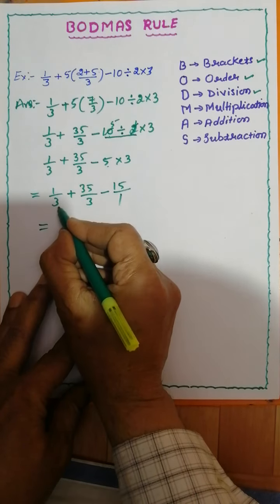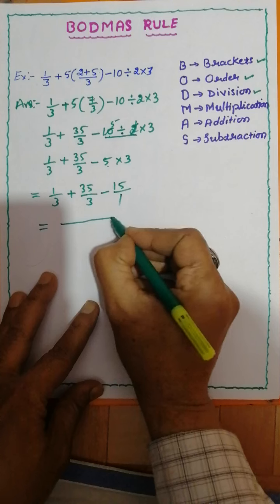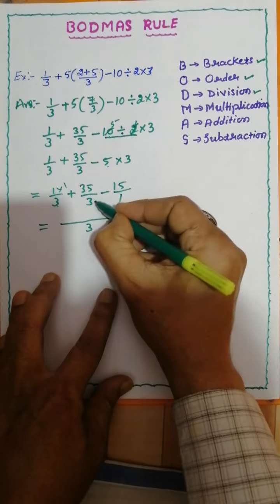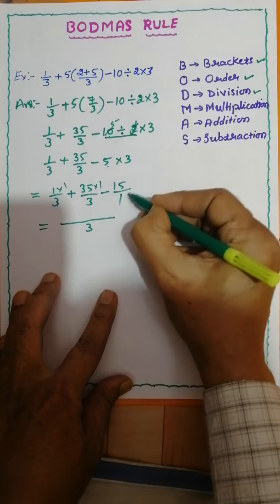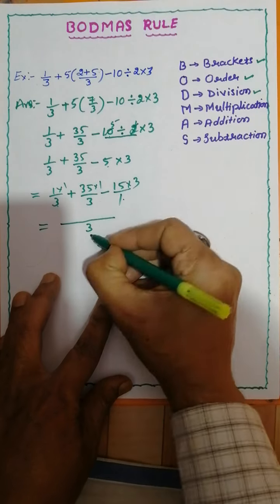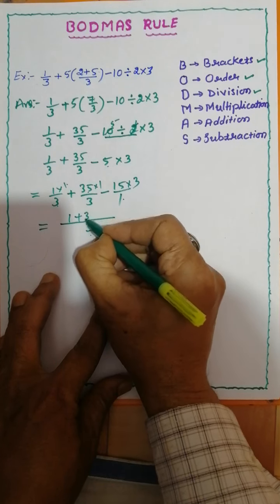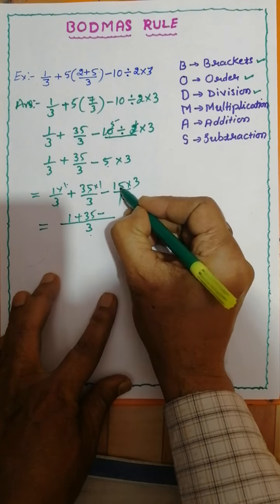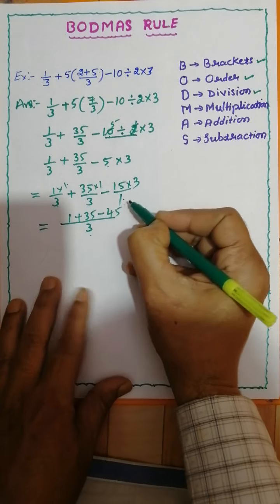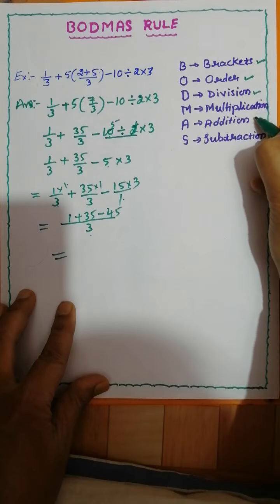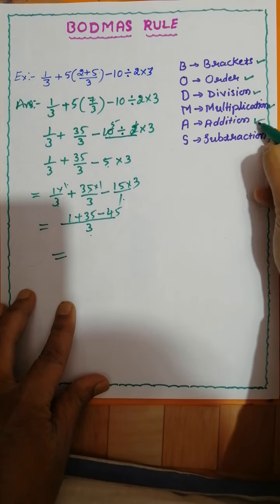Now 1 by 3 plus 35 by 3 minus 5 3s are 15 by 1. Here take the LCM. 3, 3, 1: LCM is 3. 3 1s are 3, 3 1s are 3, 1 3s are 3. 1 1s are 1 plus 35 1s are 35 minus 15 3s are 45. This is equal to... next step, multiplication is over.